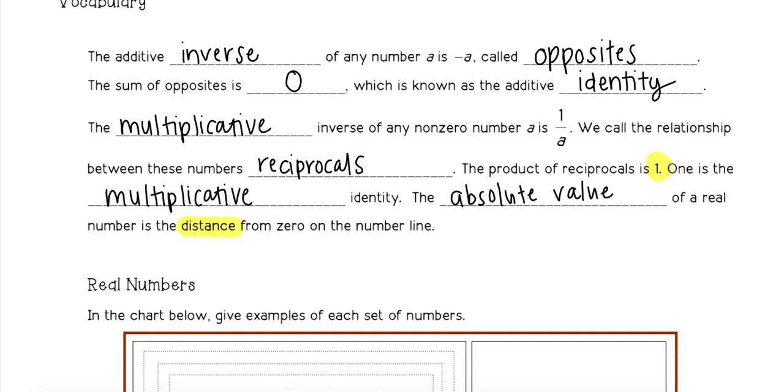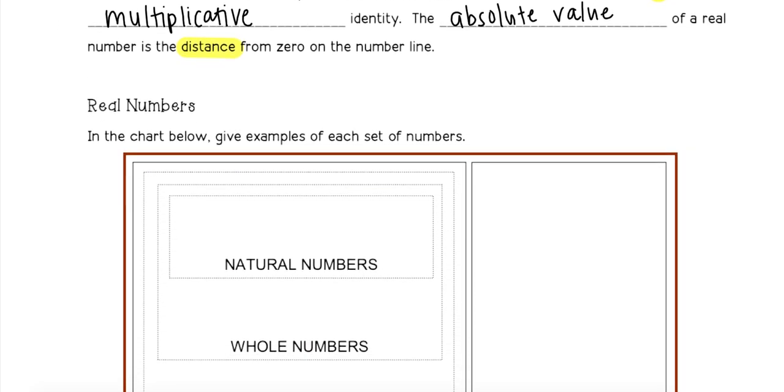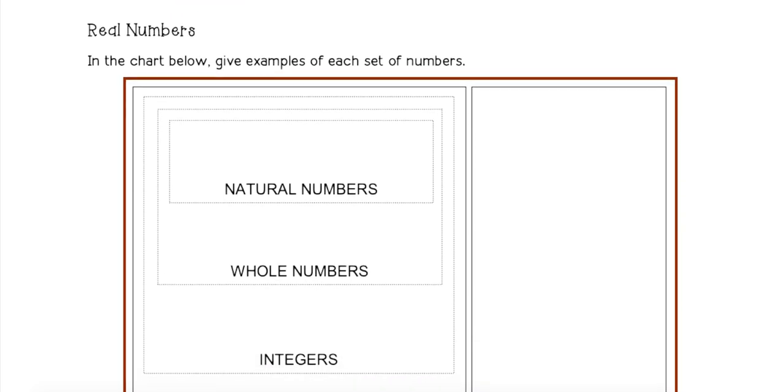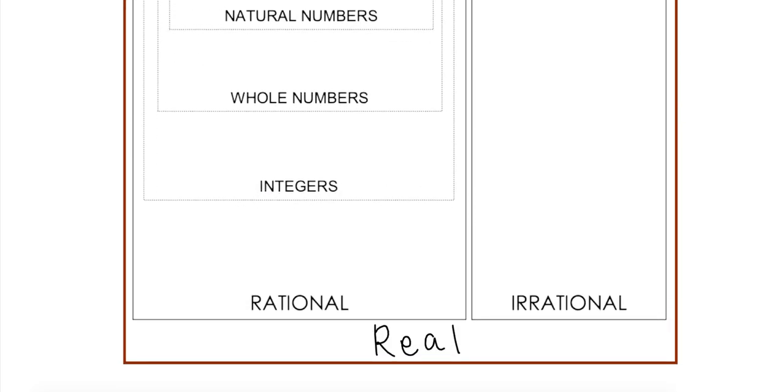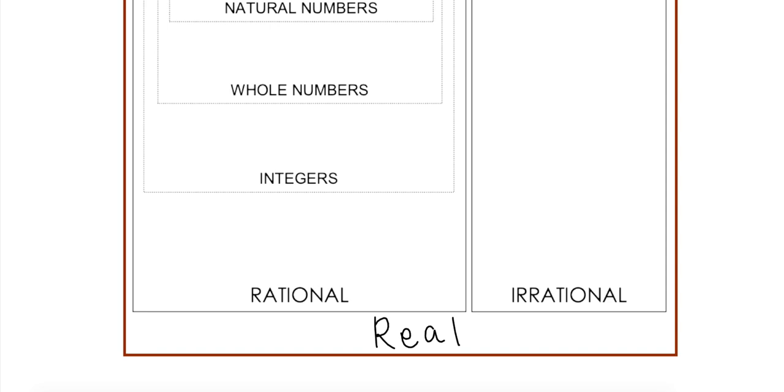All right, let's go ahead and scroll down. If you guys notice on my chart, I went ahead and drew a bigger box around this whole graphic organizer. I would like you guys to do so right now. So you're going to draw a big box around this, and then in that box, like I did, I put real. So the big category that we're talking about here is real numbers. And if you need to, just pause the video and get caught up.